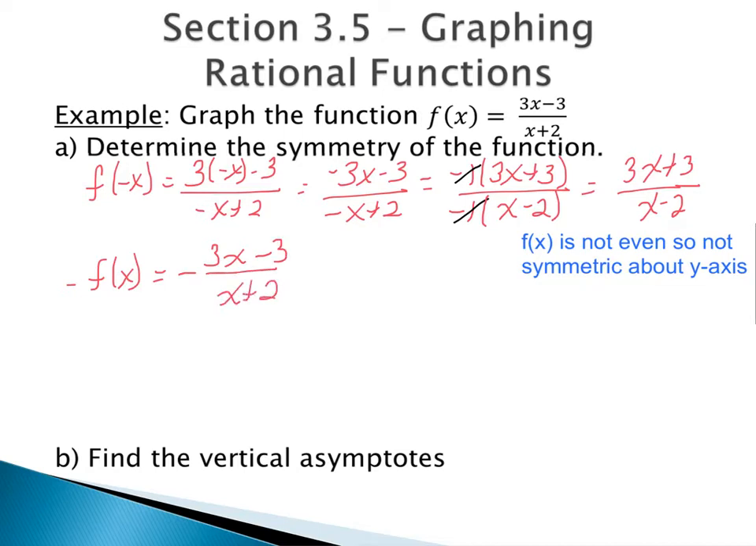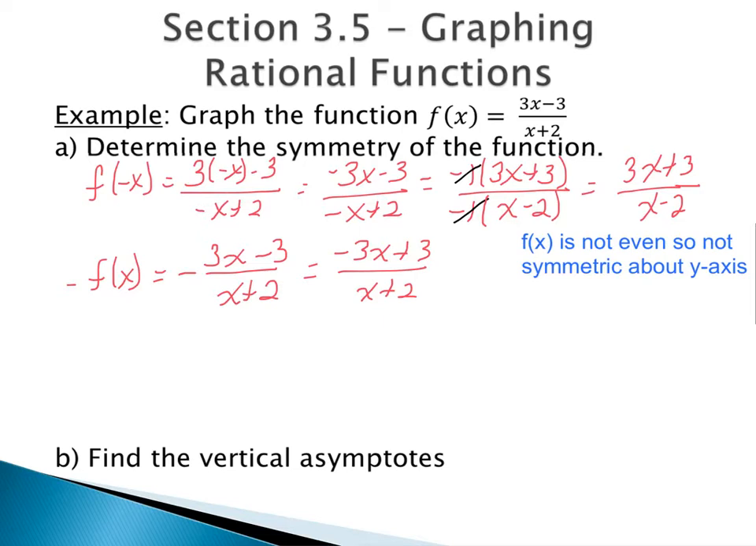And then we have two options in terms of distributing the negative. We can either distribute it to the numerator or to the denominator. First I'll distribute it to the numerator, so that way it becomes negative 3x plus 3 over x plus 2. And we'd say, okay, this is my first answer, so I have negative 3x plus 3 over x plus 2. Is that equivalent to what we had for f of negative x? If it is, then the function is odd. Well, if I look at f of negative x, we had 3x plus 3 over x minus 2. These are not equivalent to each other, so as it stands right now, the function is not odd.